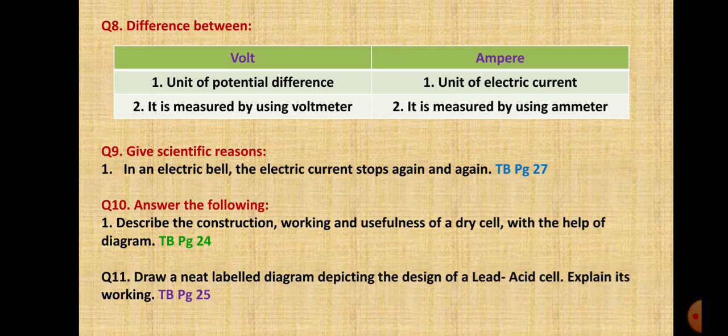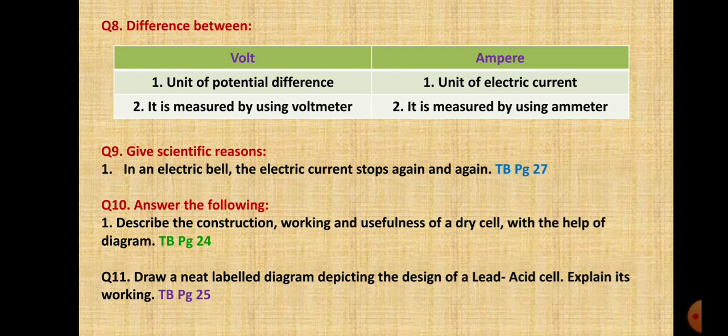Draw a neat label diagram depicting the design of a lead acid cell and explain its working. Now this answer is given on page number 25. Open page number 25. So on page number 25, on the top of the page, the lead acid cell heading is given in red color and the diagram of lead acid cell is also given in figure 4.3. Okay, figure 4.3, and you will describe the cell.